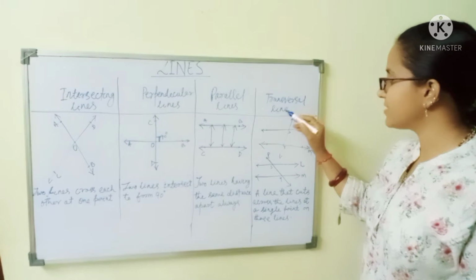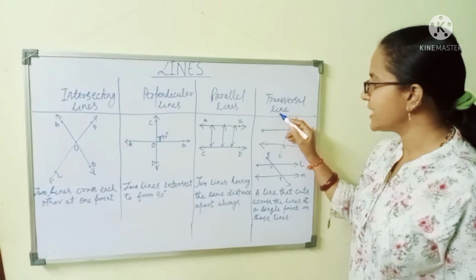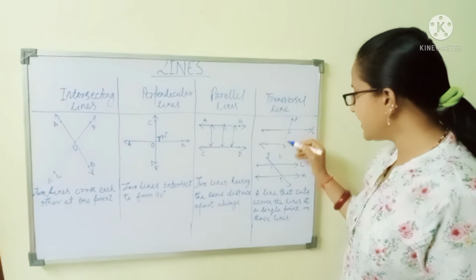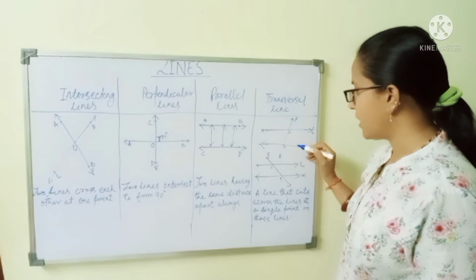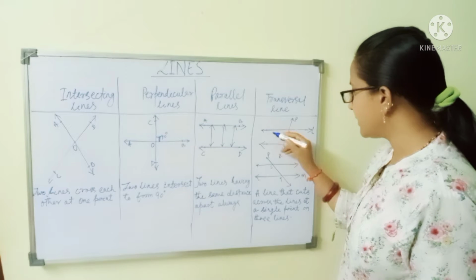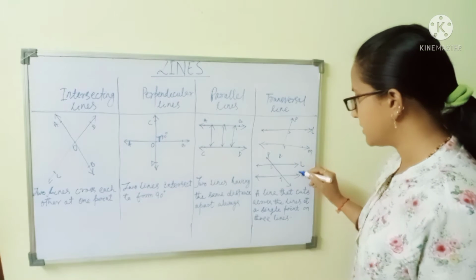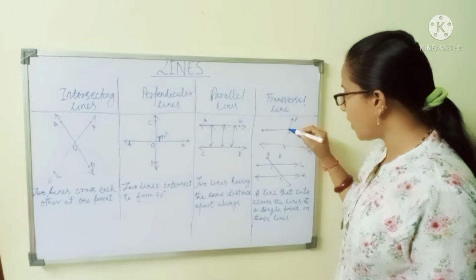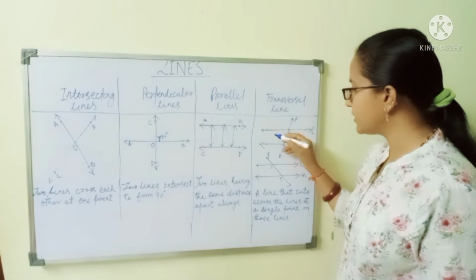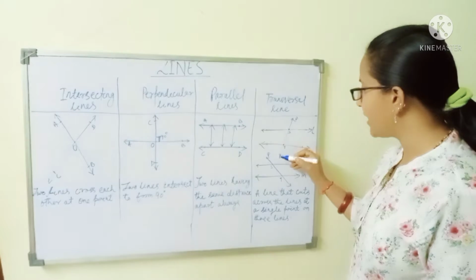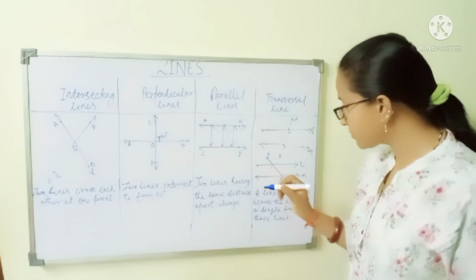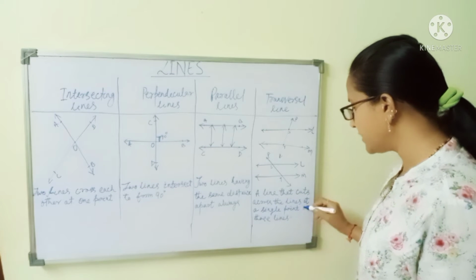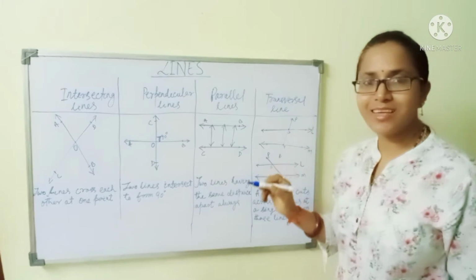And what is a transversal line? I have written transversal line here, not lines, because a transversal is a single line which will intersect two lines. Either the lines are intersecting lines or parallel lines, but it will cross the two lines at one single point each. Then that line will be the transversal. So a line that cuts across the lines at a single point on each of those lines is the transversal line.